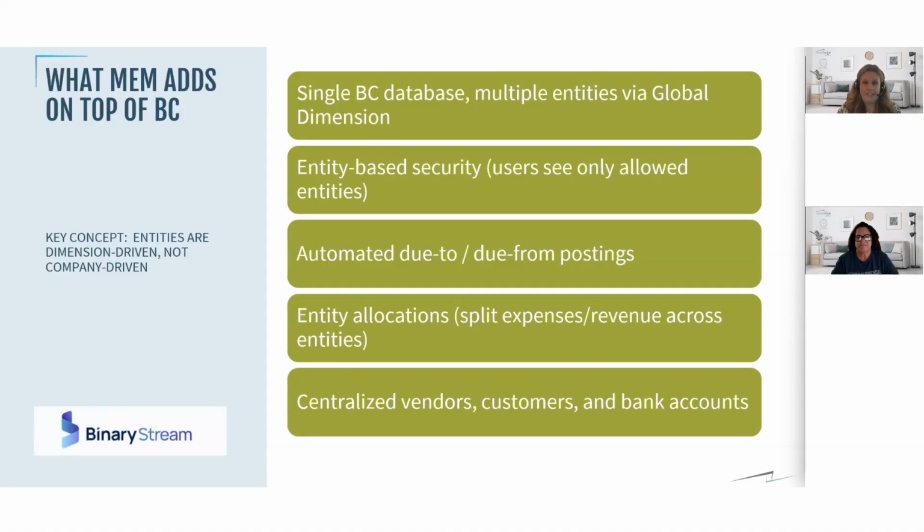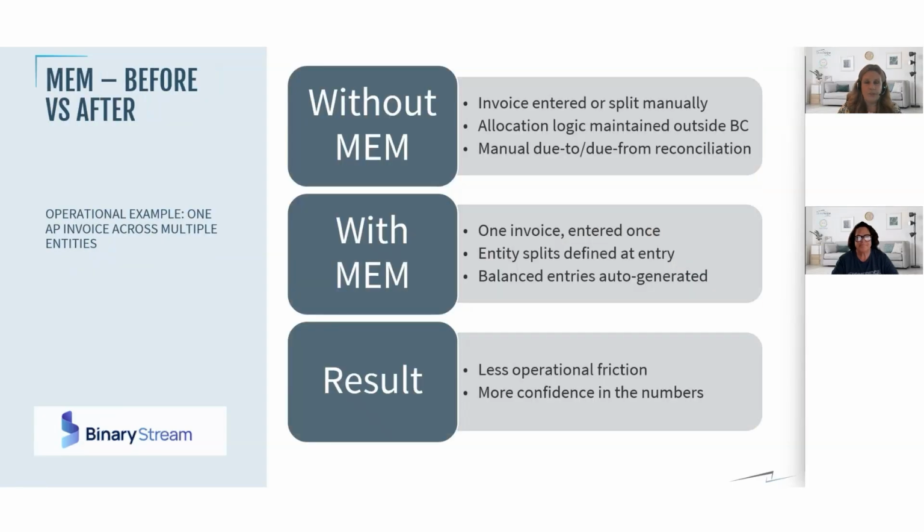So the shift is from company silos to entity awareness. So, before versus after with MEM. Without MEM, you would enter an invoice that needed to be split and do so manually. You would have allocation logic for those splits, or for your allocations, maintained outside of BC, and then that would be a manual allocation entry. And then you'd have manual due to, due from reconciliation.